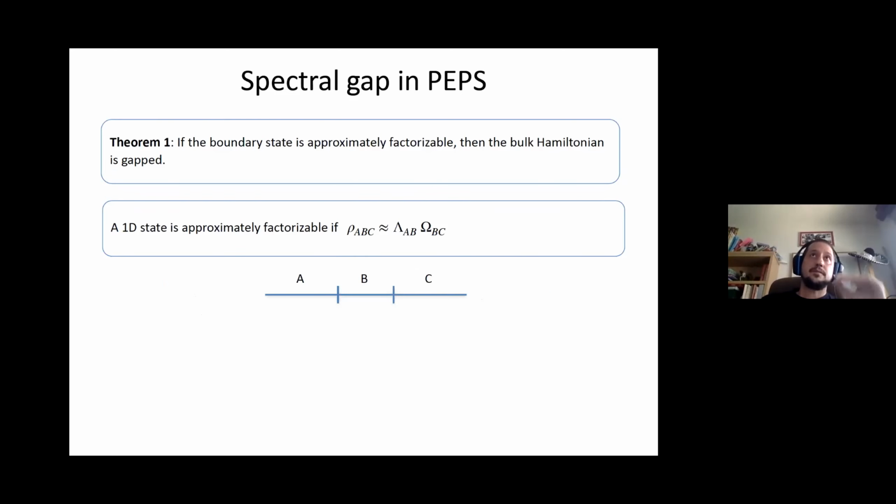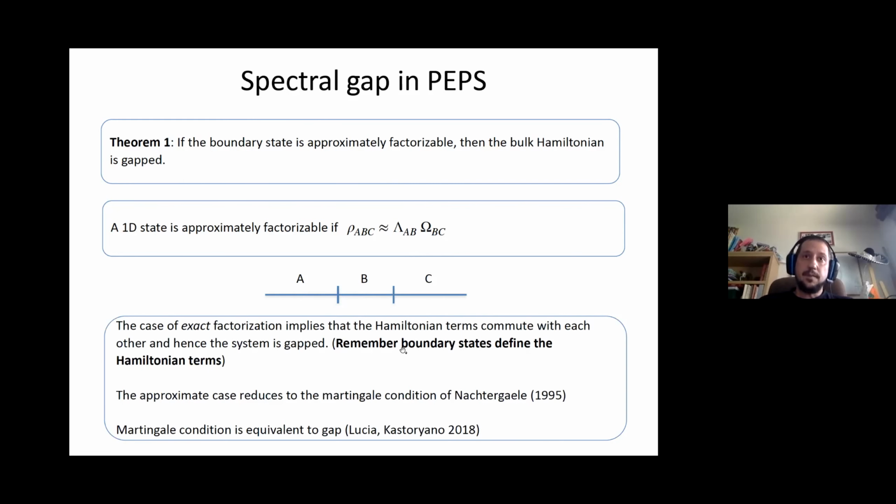Okay, so what we managed to prove rigorously is the following: if the boundary state is what is called approximately factorizable, then the parent Hamiltonian is gapped. A one-dimensional state is approximately factorizable if, when we divide the one-dimensional system into three regions A, B, and C, we can write it as a product of a state on AB times a state on BC. And this is a natural property, because if a state is exactly factorizable, meaning this is just an equality, then one can show that the terms in the Hamiltonian commute, and therefore the system is gapped.